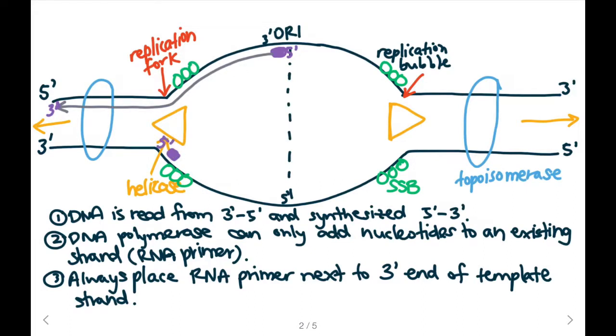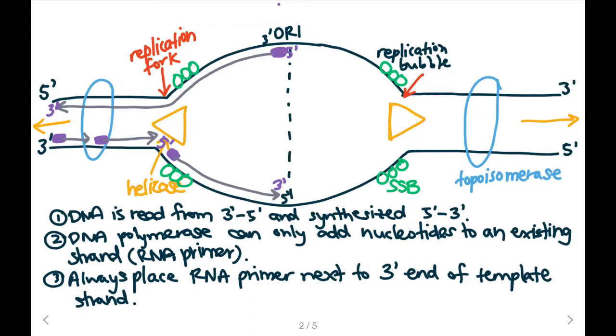If we do the same for the bottom strand, we can place the RNA primer next to the 3' end of the DNA template strand, and since the DNA can only be synthesized in the 5' to 3' direction, the strand will move away from the replication fork. Then, when we open our DNA a little more, we will place our primer again and DNA polymerase will synthesize in the 5' to 3' direction. This is how replication happens.